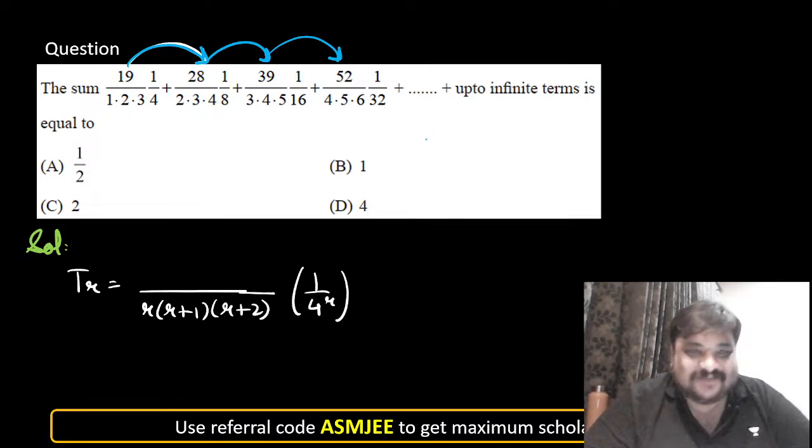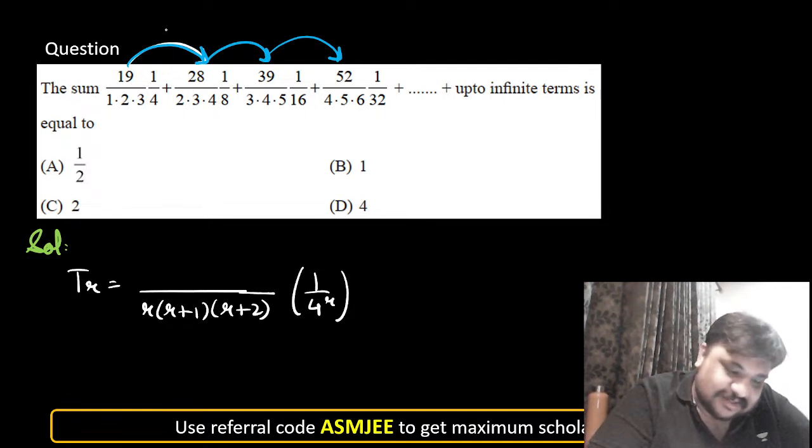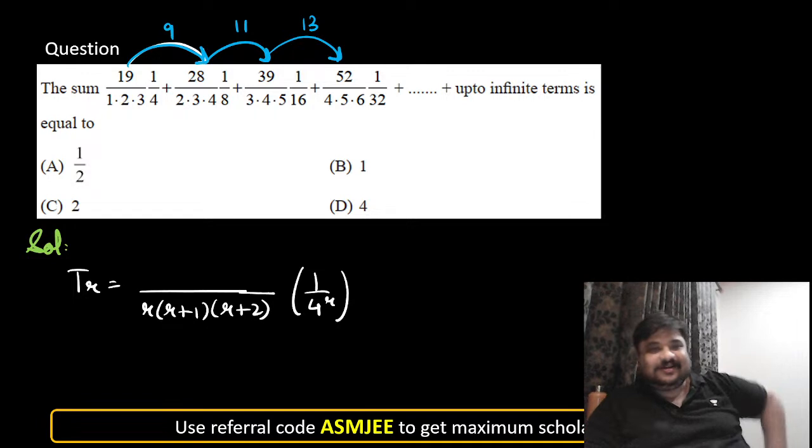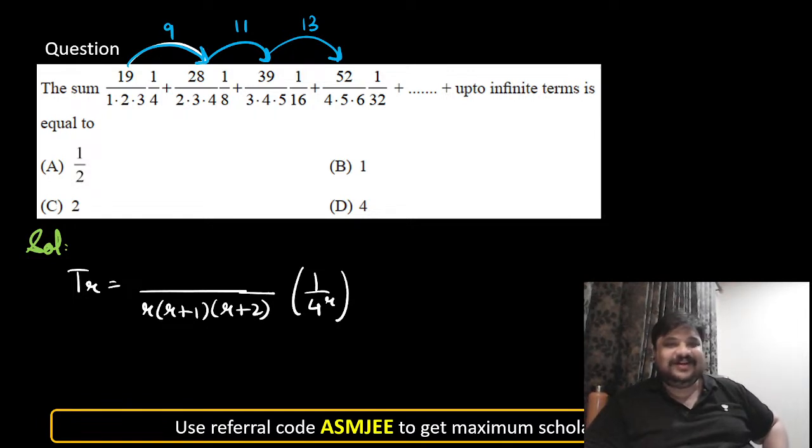No, no, no, no. 9R plus 10. No, the difference is in AP. The difference is 9, 11, 13. It's actually a lengthy question. You will have to find out the TR of the numerator as well. It will be a quadratic. It won't be a linear. It will be a quadratic. The difference is in AP.